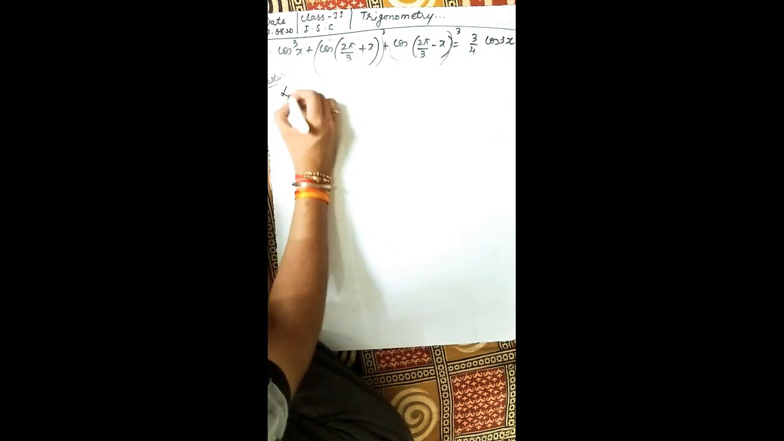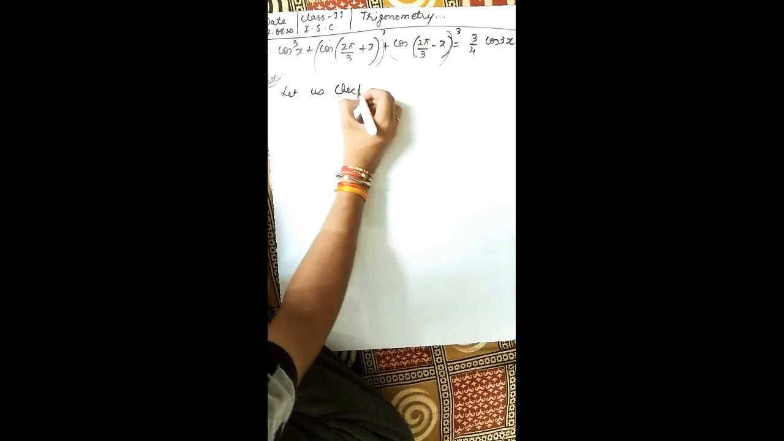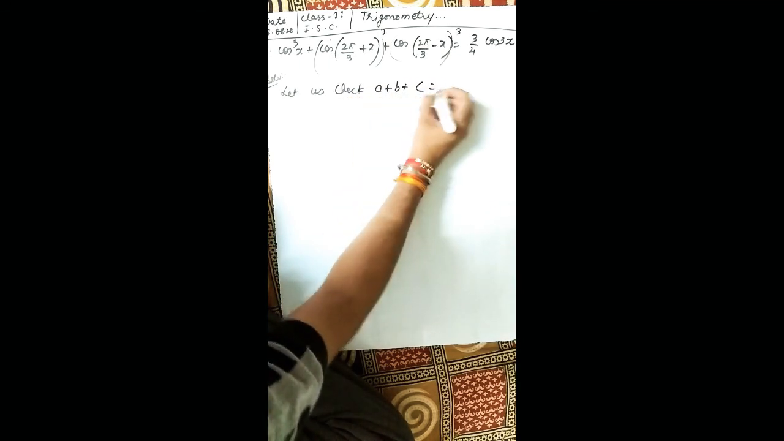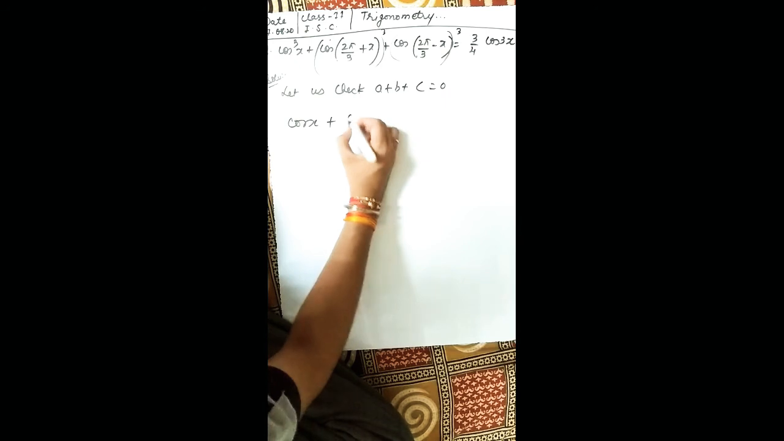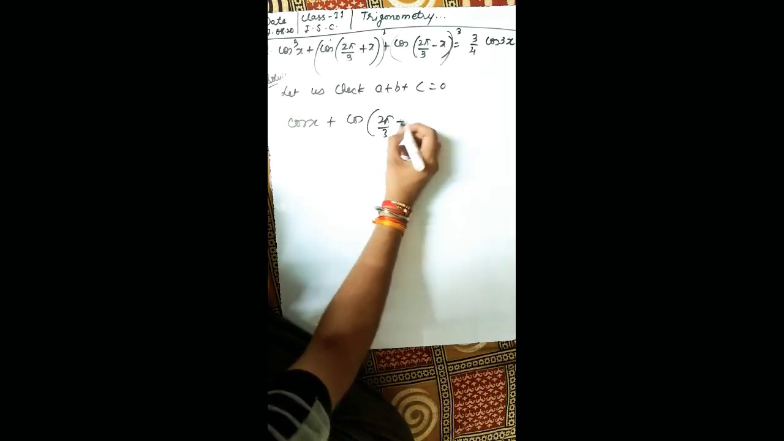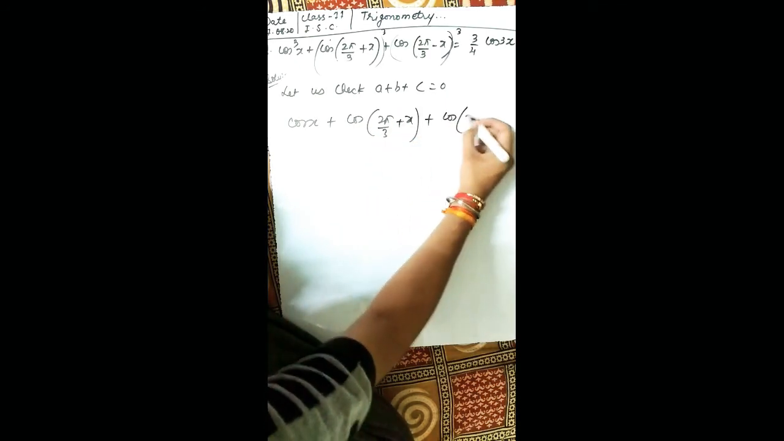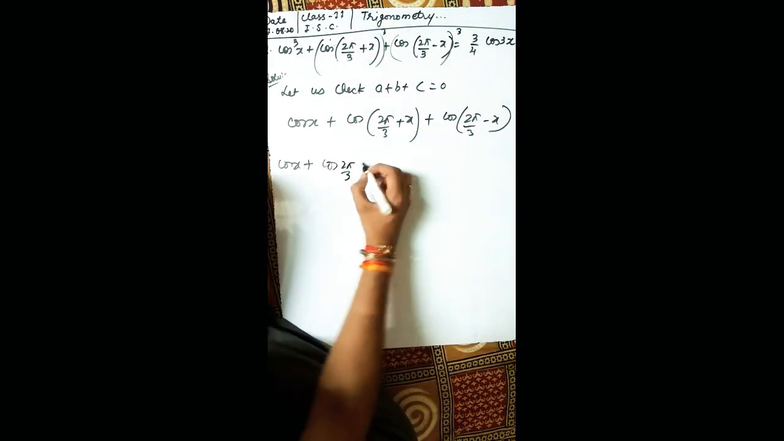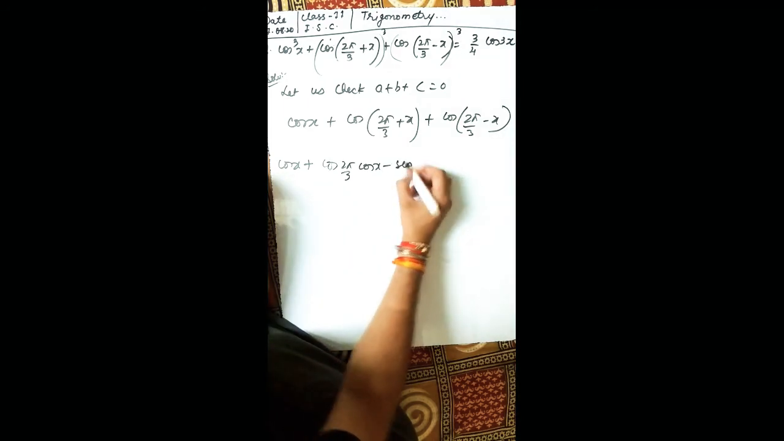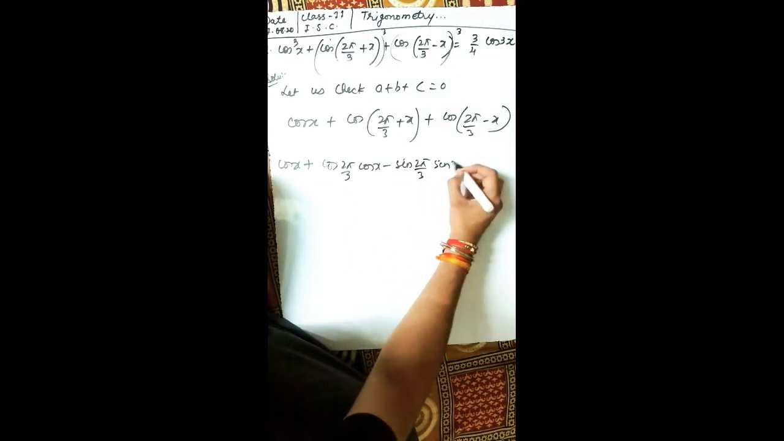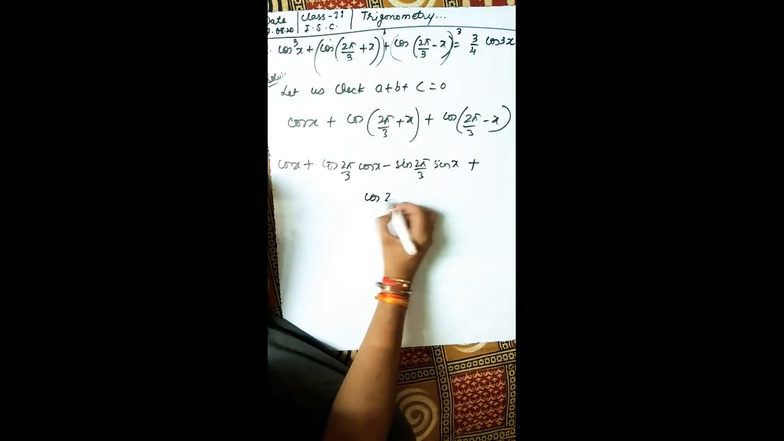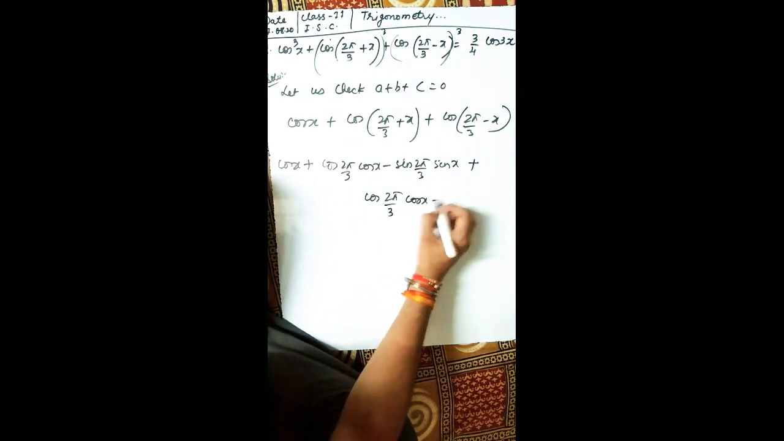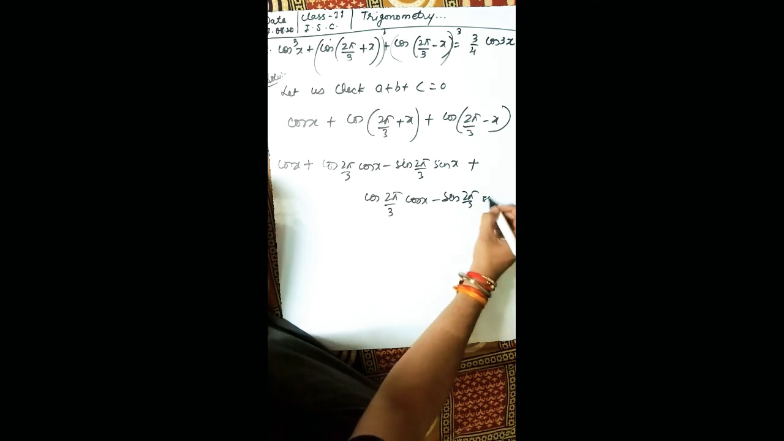So first of all, let us check a plus b plus c is equal to 0, that is cos x plus cos(2π/3 plus x) plus cos(2π/3 minus x). Now the cos(x plus y) identity is cos x cos y minus sin x sin y, and here also cos x cos y minus sin x sin y.